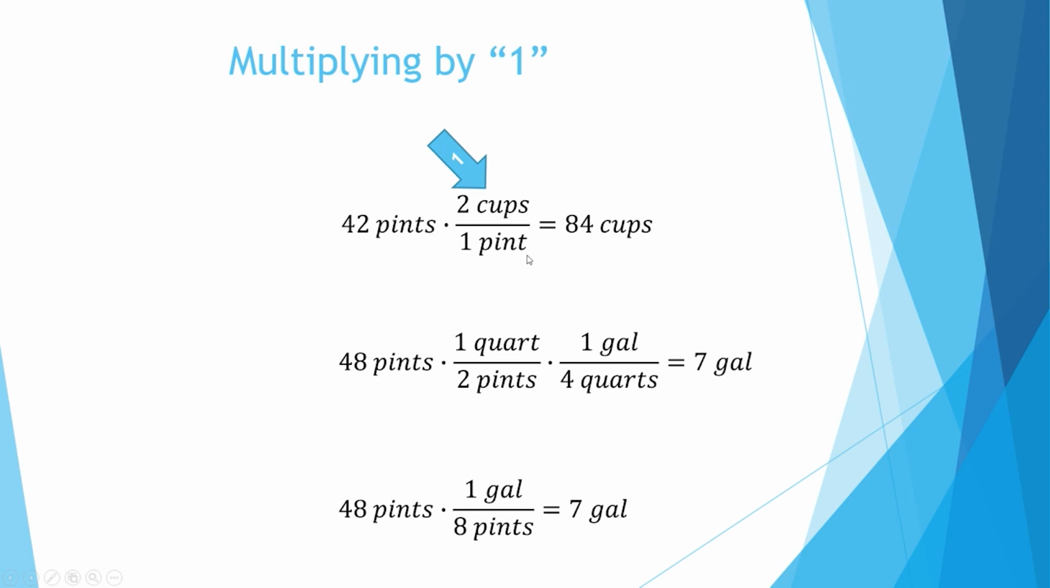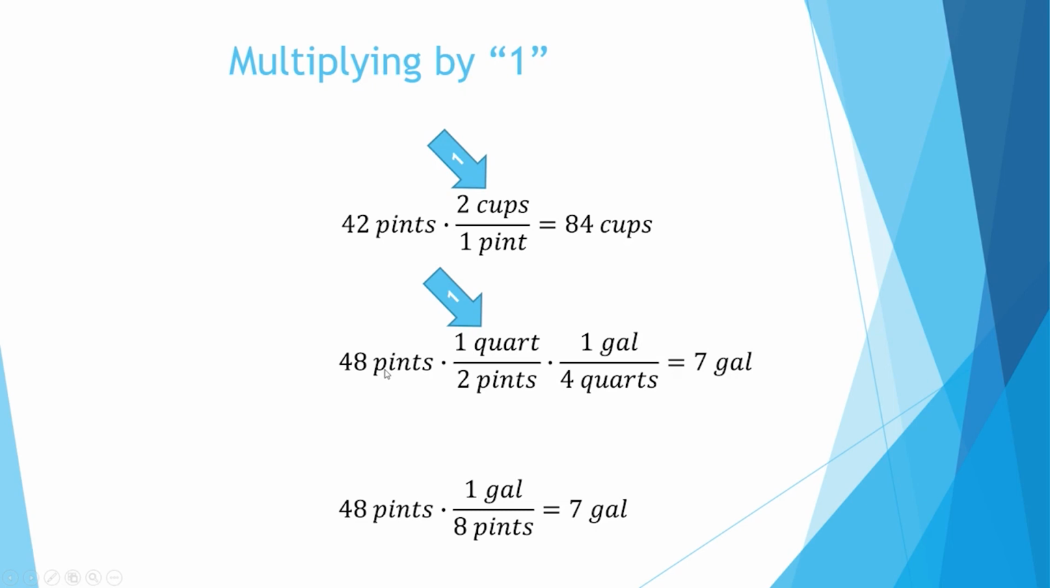So I put 1 pint in the denominator and 2 cups in the numerator. The pints cancel out and you're left with cups, and then you just multiply the numbers. So it's 42 times 2, which gives you 84. Now let's look at that next one.